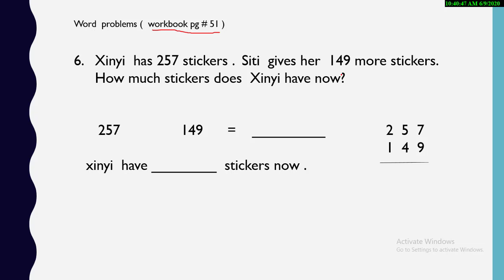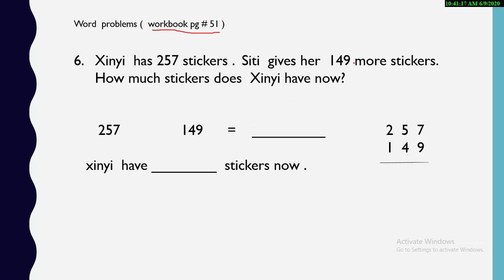For example, you can translate into your mind that a girl has 257 stickers, and then her friend, or might be her sister, gives her 149 more stickers. So actually they are asking that she has stickers and somebody gave her more stickers. So how many stickers does she have now? How many stickers does she have left now?